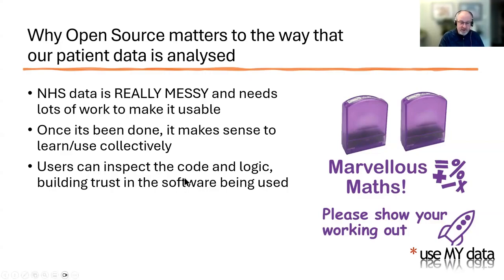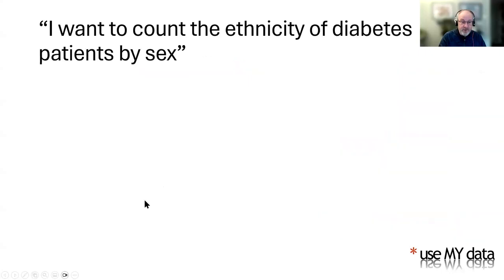So anybody can inspect the code and the logic. And the key thing is that it remains open. So it's not a black box. So if somebody said, how did you do that? How did you come up with the answer of 50? There you are. You can look at the software, you can look at the code, and you yourself can check it. It's showing its working out, as the wonderful graphic says.